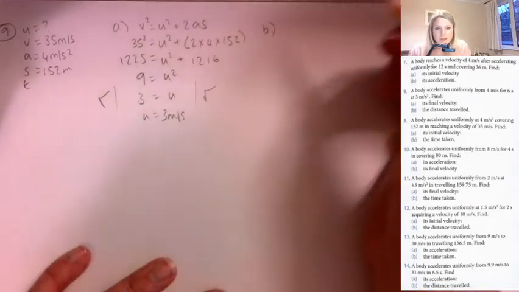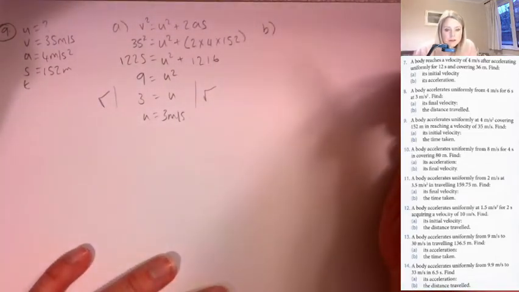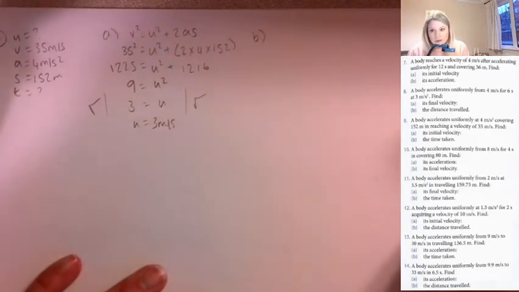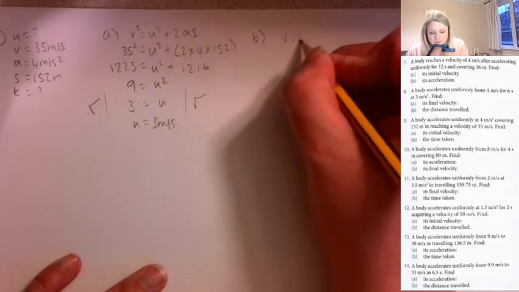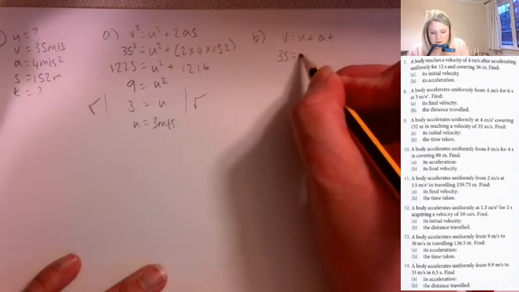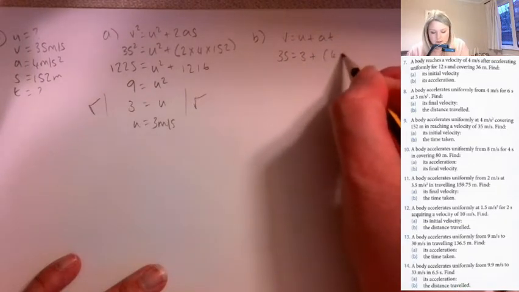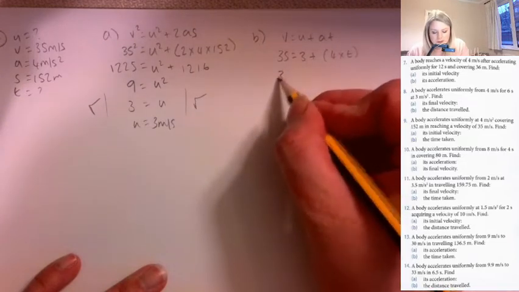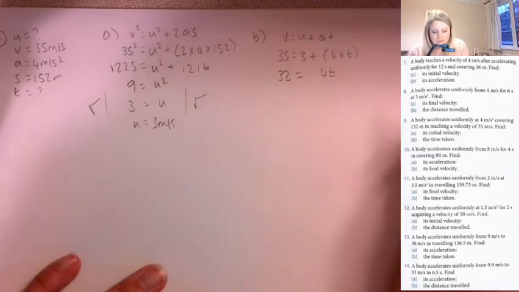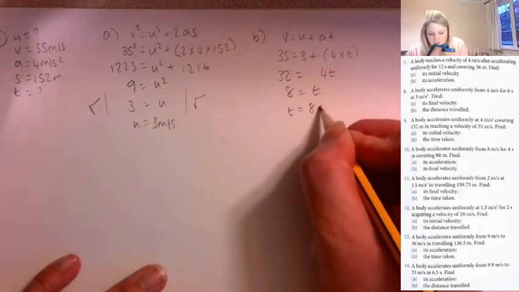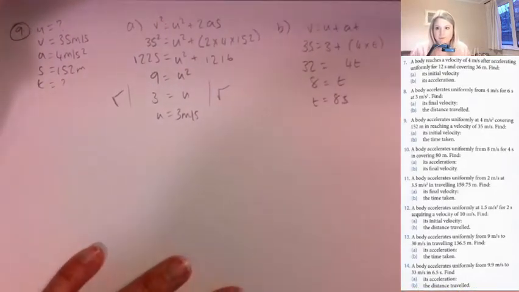Part B then is the time taken. Probably v equals u plus at is the easiest one to use here. So v is 35, u is 3, a is 4, and t is what we're looking for. So if I take 3 away from both sides, I get 32 equals 4t. Divide by 4 and I get 8. Oh, nearly wrote the wrong unit. 8 seconds.